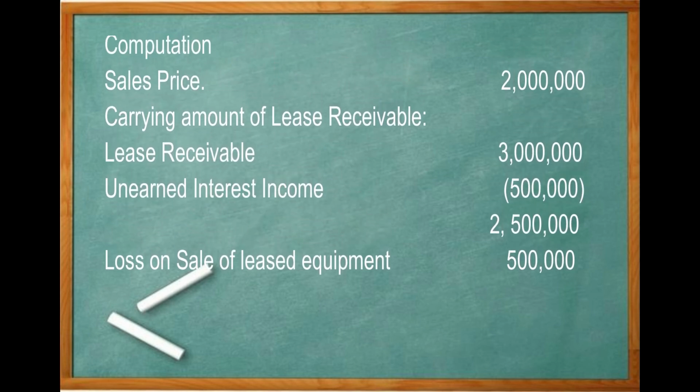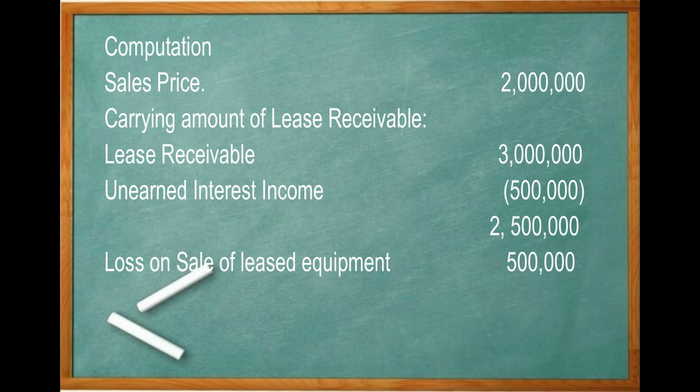Computation. Sales price minus the carrying amount equals the loss on sale of lease equipment. Sales price na 2 million. Yung carrying amount natin, lease receivable minus unearned interest income. So, 3 million minus 500,000 equals 2,500,000. 2 million minus 2,500,000 equals 500,000. Wherein the carrying amount is greater than the sales price, so there is a loss on sale of lease equipment.